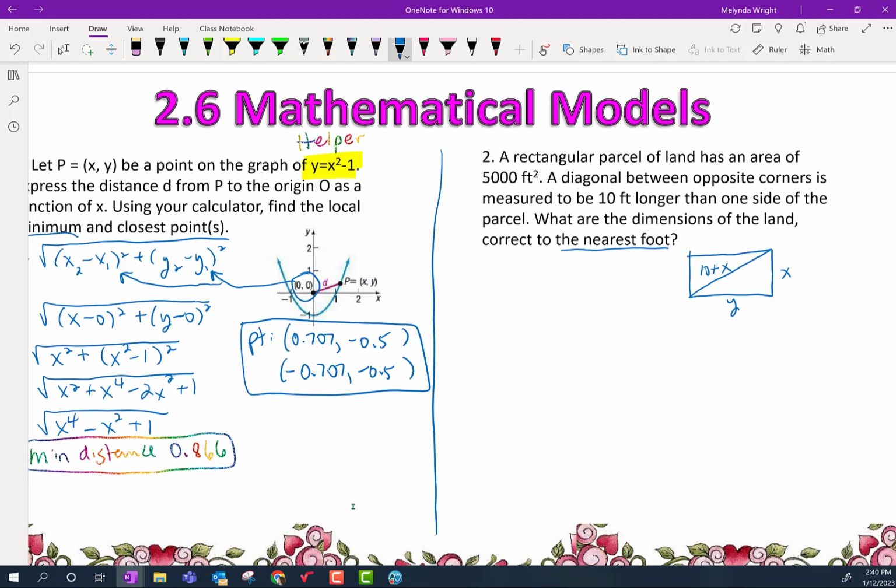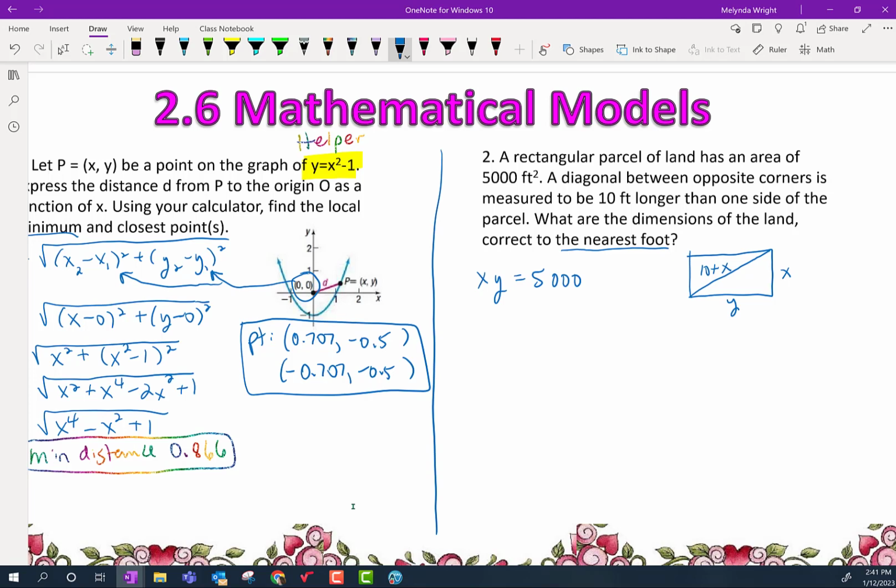What other information do we have? We've got the area is 5,000 square feet. So x times y is 5,000. I have one equation, and I need another one. One is not going to be enough. I won't be able to figure out what x and y are with just that equation. That's what I was saying before, these problems typically take two equations to solve. You need to find two different ones.